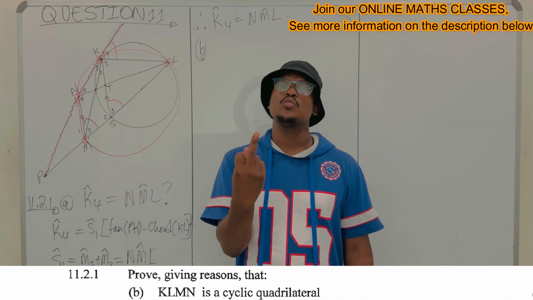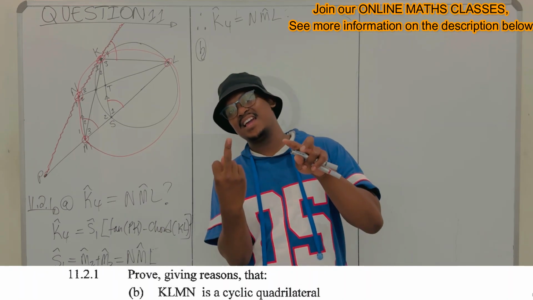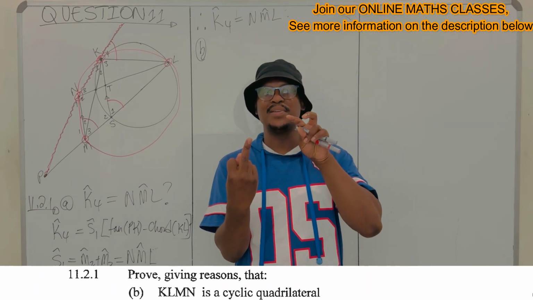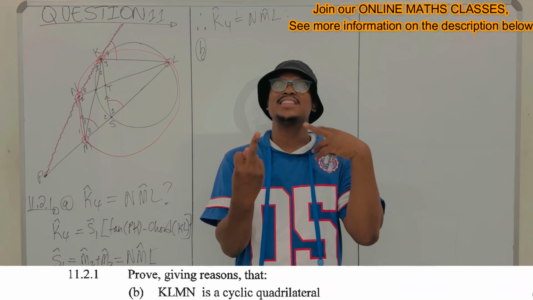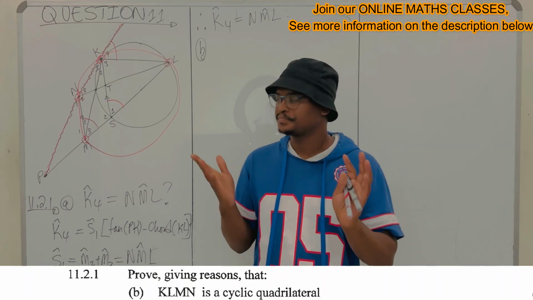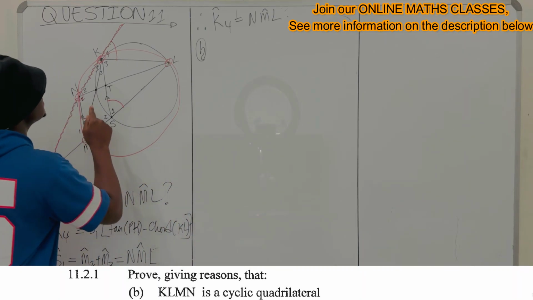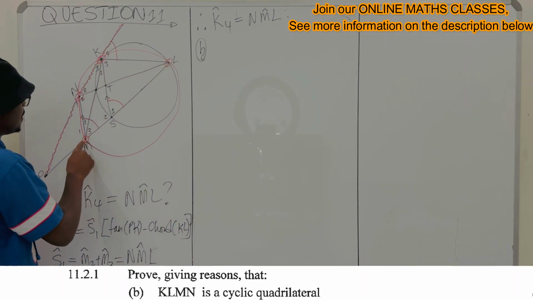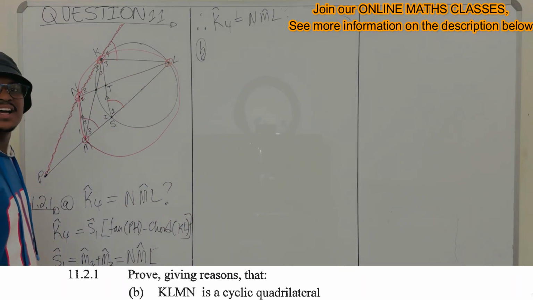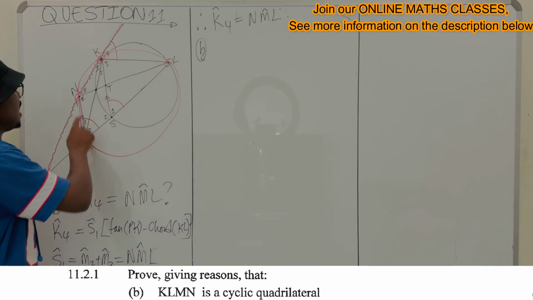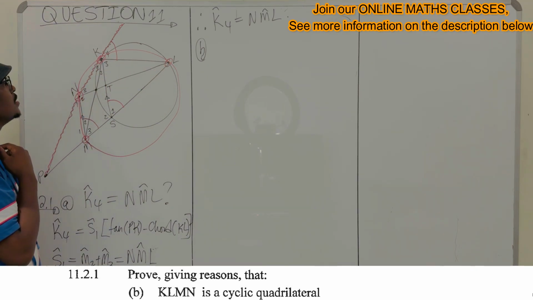Number 3, you must show that 2 points, or maybe there's a line segment on your quadrilateral, that subtends 2 equal angles on the same side. But let's look at this. So we're looking at a quadrilateral KLMN. We want to show that KLMN is cyclic, right? Fine.